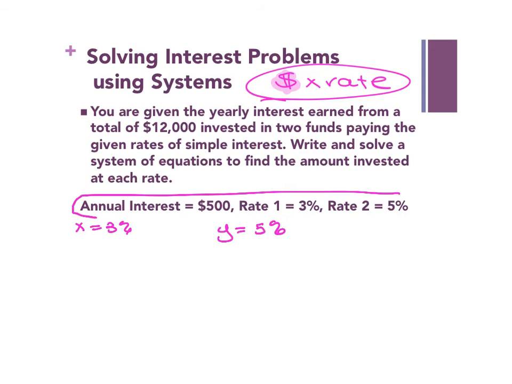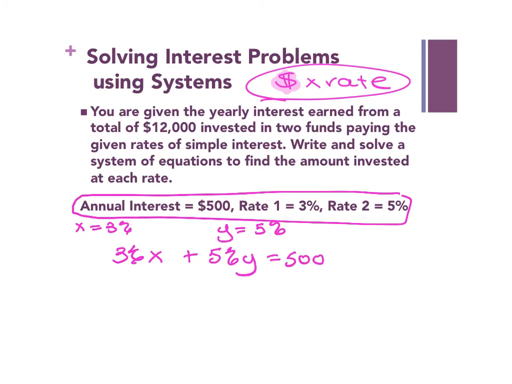Now this piece of information says the interest earned is $500. So I have to figure out how much money was invested at 3% and how much was invested at 5%. The interest earned at 3% is going to be 3% times however much money I invested at the 3%. The interest earned on the 5% account is going to be 5% times however much I invested at 5%. And then the interest earned is $500. So that's one equation. The amount of money you invested at each percent, times their rate, added together, is going to give you the interest.